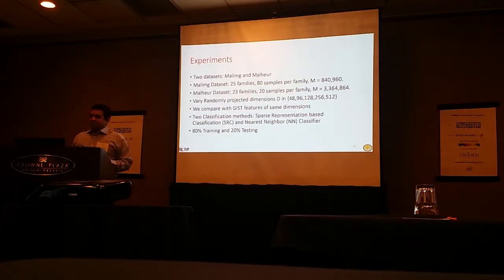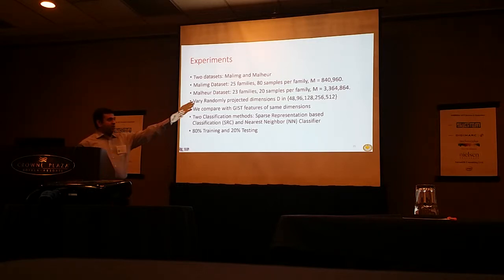So no more maths. Now I come to the experiment section. We use two data sets for our preliminary experiments, first to find a proof of concept. One is the mal-image dataset, and the other one is the malware dataset. The first dataset has 25 families and 80 samples per family, whereas the second one has 23 families and 20 samples per family.